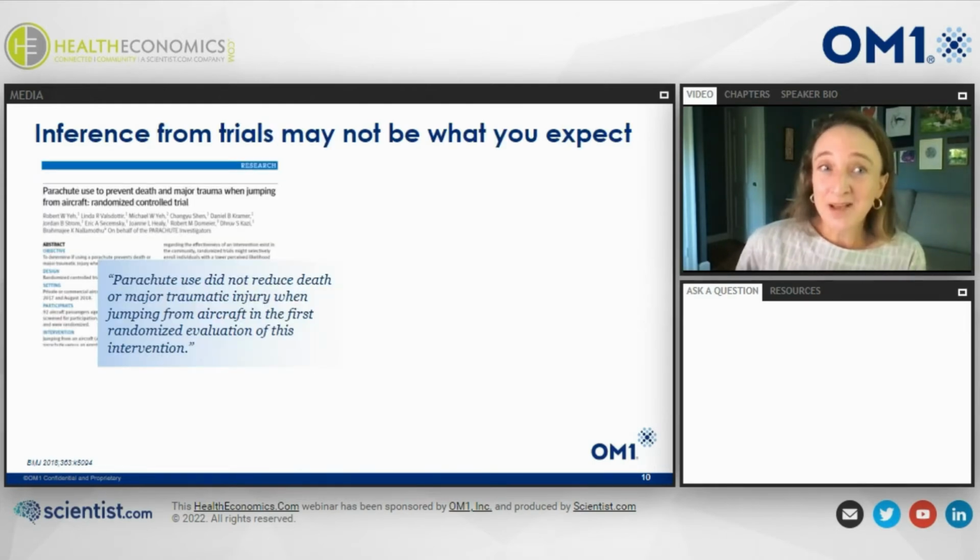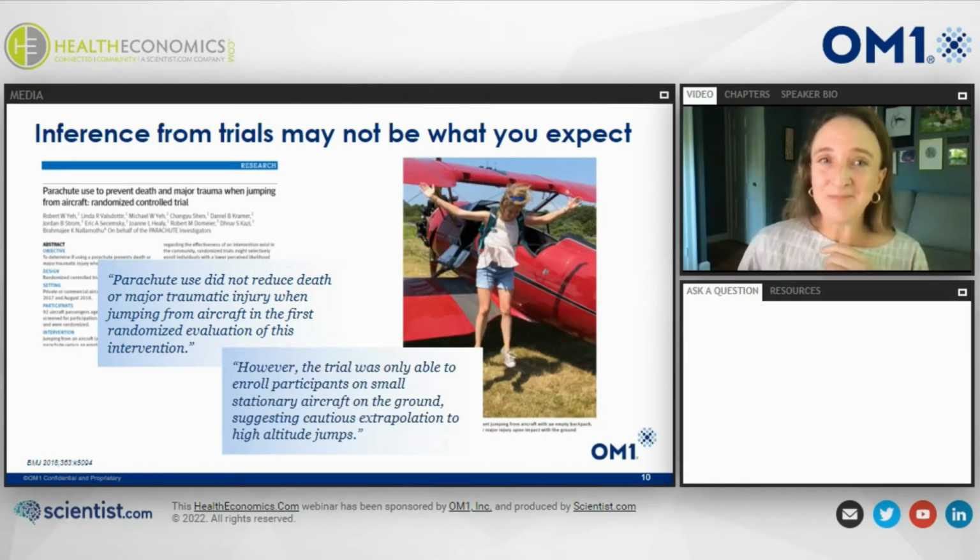But lo and behold, the punchline of this paper was that parachutes did not reduce death or major traumatic injury when jumping from aircraft in this first randomized trial of this intervention. So I think there were only a couple of you who voted no, so you were the winners of this poll. And this is why.